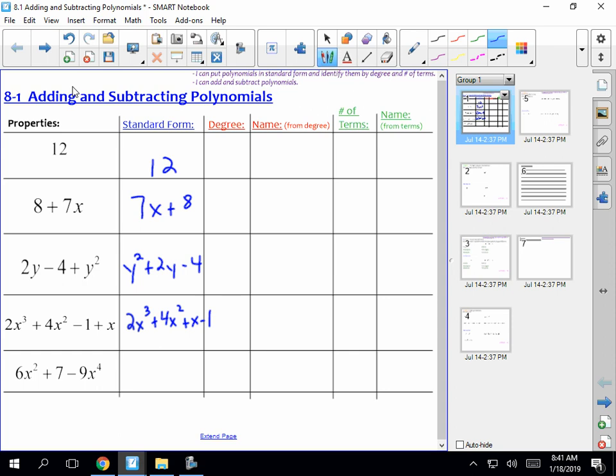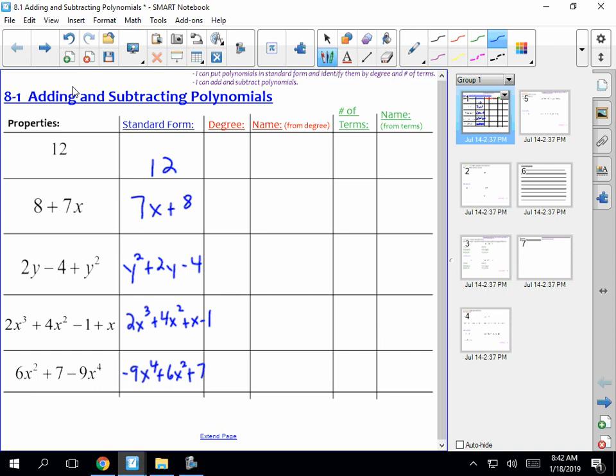So that thing's got 4 terms in it, and it goes from x cubed to x squared to x to the constant. And then the last one on here, even though it has a negative in front of it, you just bring the negative with it. It's negative 9x to the 4th plus 6x squared plus 7. But that's how we write these polynomials. Every one of these is a polynomial in standard form. It's got to be the highest power term first, and then it descends from there.